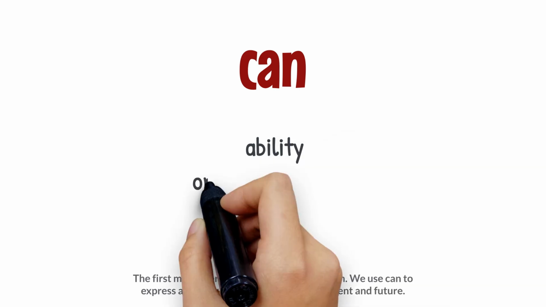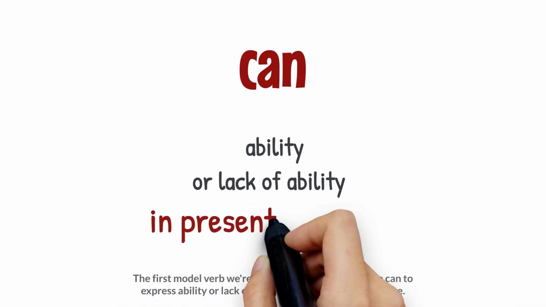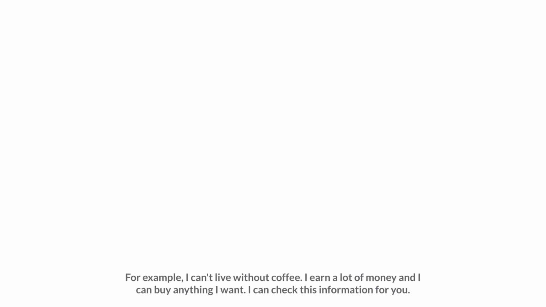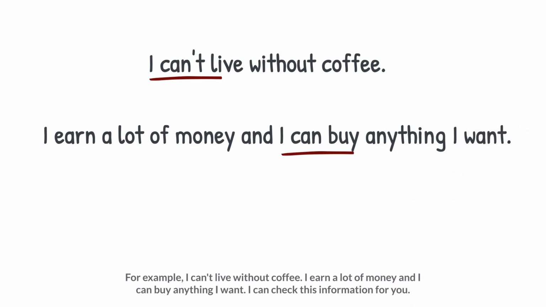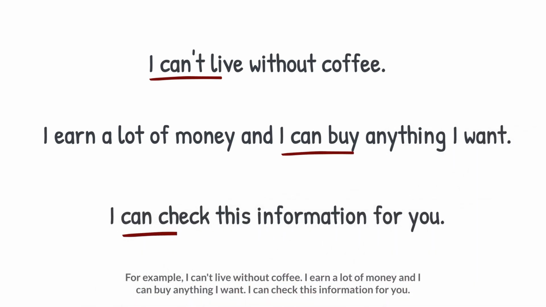The first modal verb we're going to cover is can. We use can to express ability or lack of ability in both present and future. For example, I can't live without coffee. I earn a lot of money and I can buy anything I want. I can check this information for you.